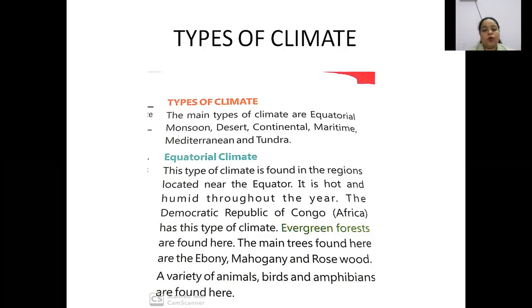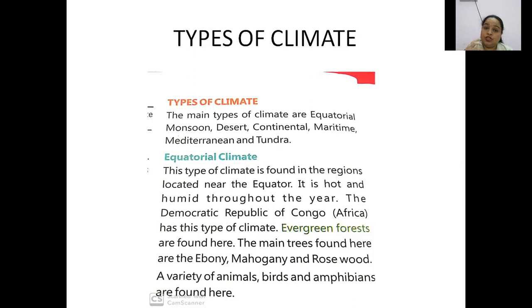Okay, so it is hot and humid throughout the year. Now everybody will ask, ma'am, it is hot, we know that. Because at the equator, the sun rays fall directly on the equator. We have already studied about this. Then you will ask, ma'am, why is it humid? Children, please use your brains. Why is it humid? Because the sun is shining directly on the equator, so it is so hot.